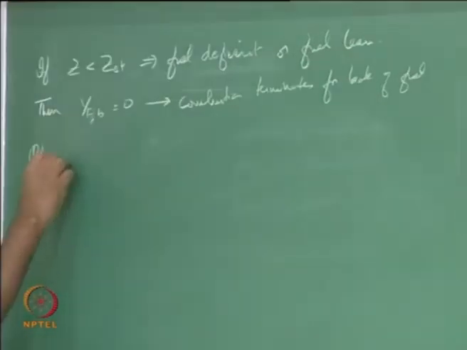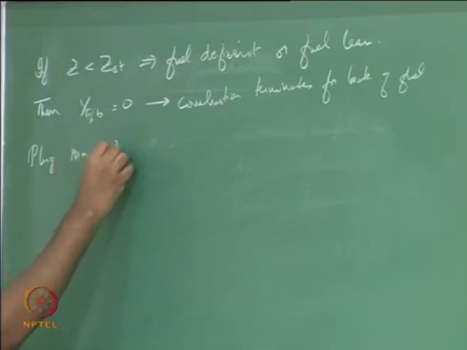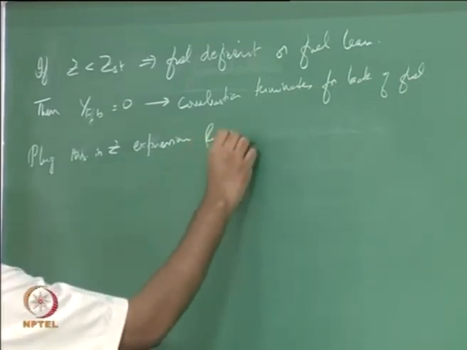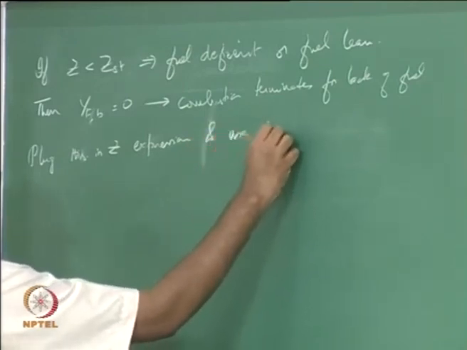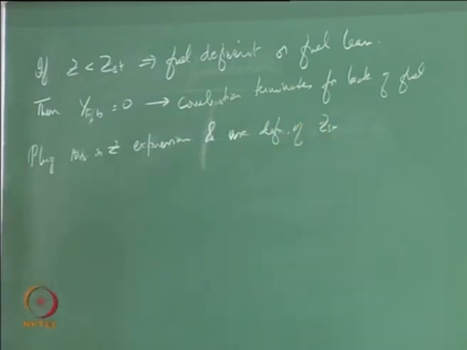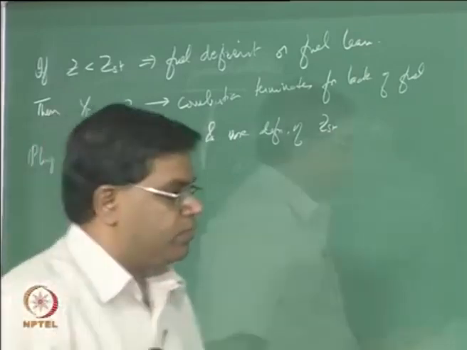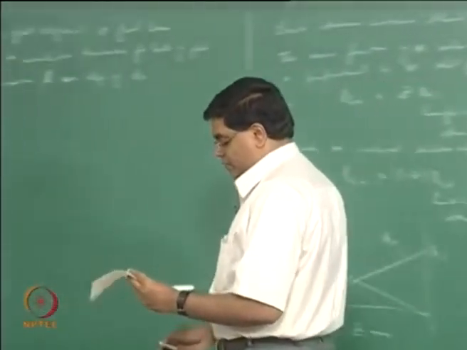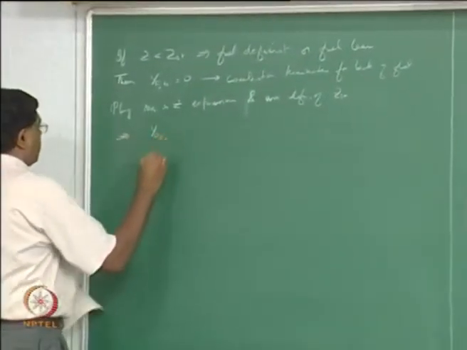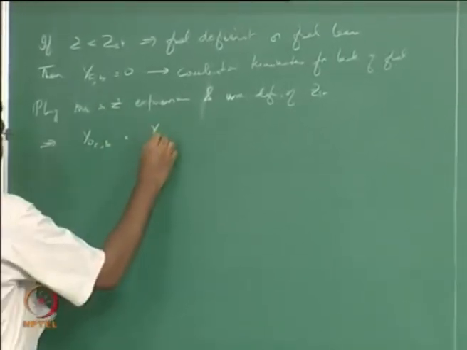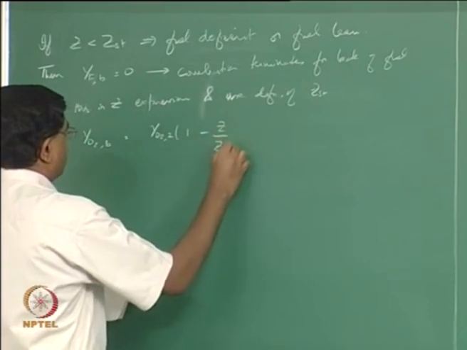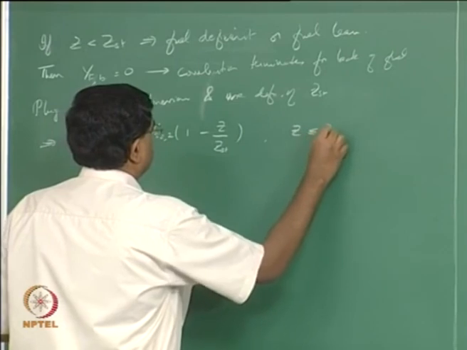So plug this in the Z expression, and use the definition of ZST. If you now plug in the expression for Z, YFB is equal to 0. Then from there you rewrite, and you should get YO2,B equal to YO2,2 times 1 minus Z divided by ZST, for Z less than or equal to ZST.